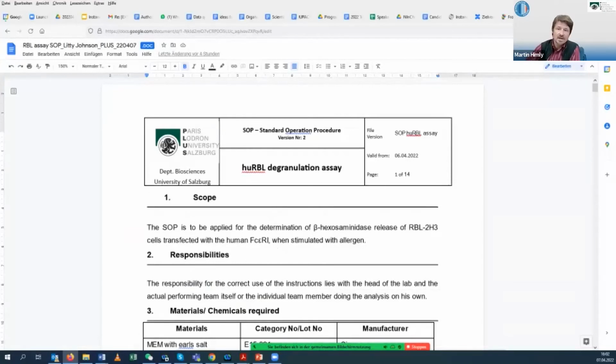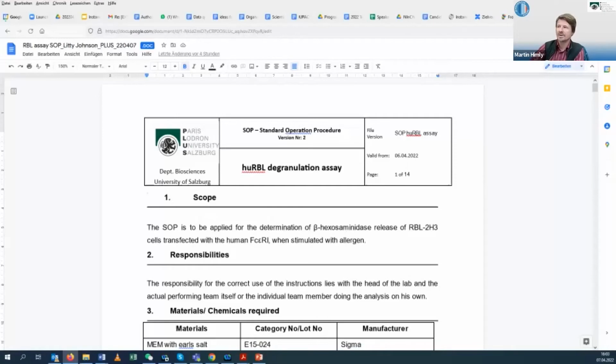And this is just how they look in our institution. There is a little bit of a letterhead, and it says what it is. It's a kind of HuRBL, a humanized RBL degranulation assay, because in dependence on the epitopes that are either accumulating or altered, there are impacts on the strength of this signal.